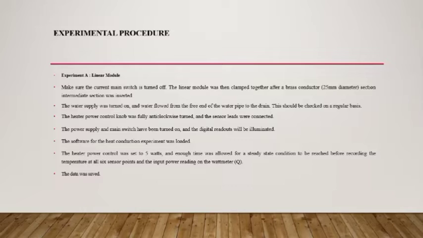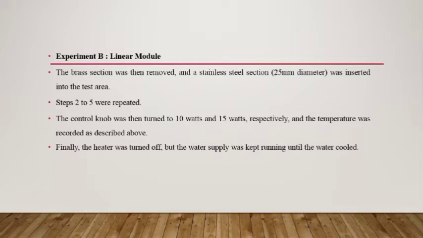And the data was saved and also recorded. The next part of the experiment will be the linear module, experiment B. In experiment B, the linear module, the brass section was removed, and a stainless steel section with the same diameter of 25 mm was inserted into the test area, and steps 2 to 5 were repeated, where all the clockwise turns and also the drainage of the water were repeatedly done here.